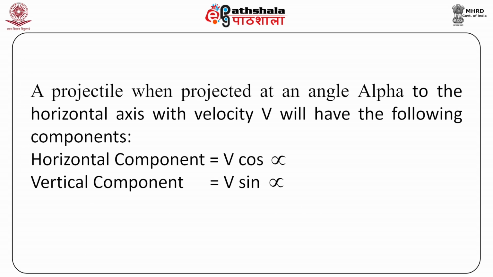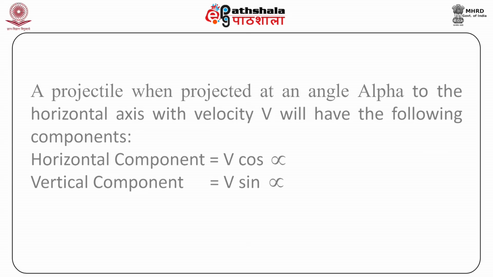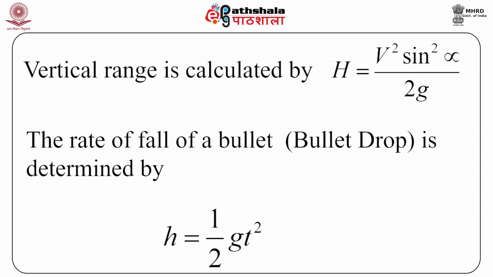A projectile, when projected at an angle alpha to the horizontal axis with velocity v, will have the following components. Horizontal component is equal to v cos alpha. Vertical component is equal to v sine alpha. Vertical range is calculated by h, which is equal to v square sine square alpha by 2g. The rate of fall of a bullet, drop, is determined by h, which is equal to half gt square.